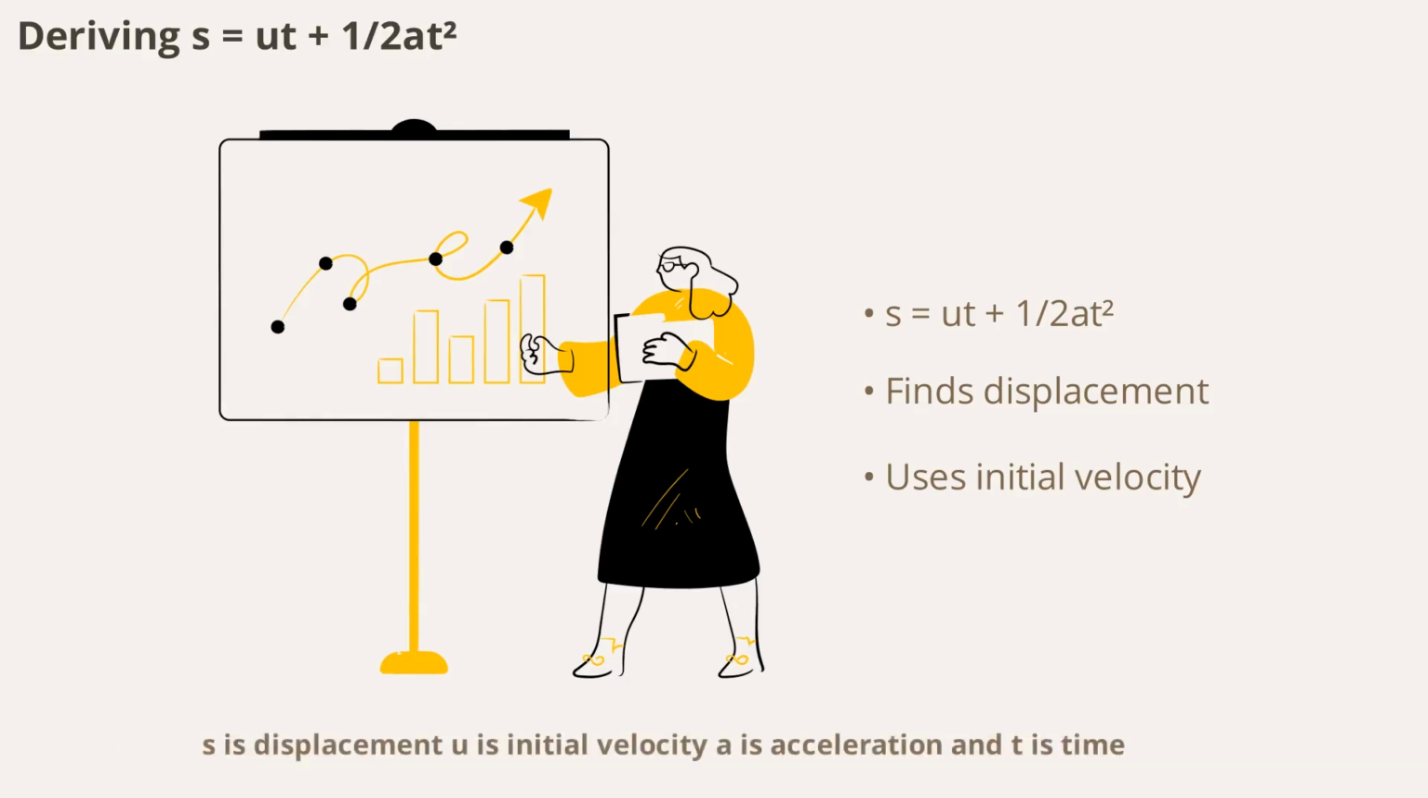In this equation, s is displacement, u is initial velocity, a is acceleration, and t is time. This formula helps us calculate how far an object travels under constant acceleration, starting from an initial velocity. It's especially useful for analyzing objects in free fall or vehicles accelerating along a straight road.